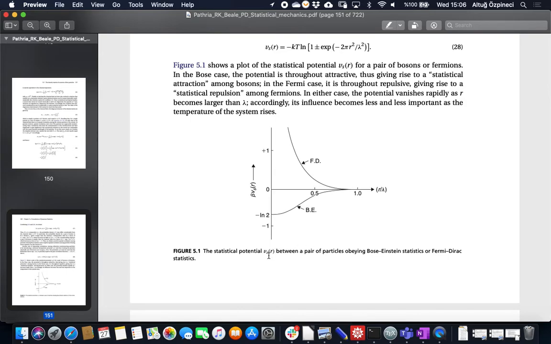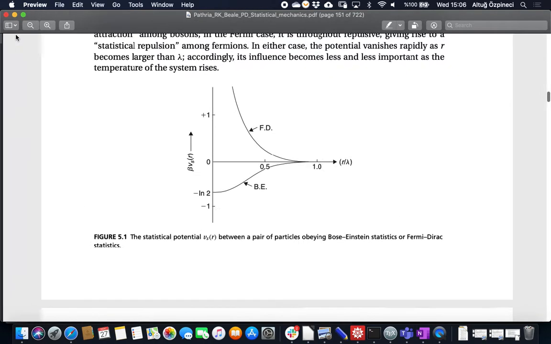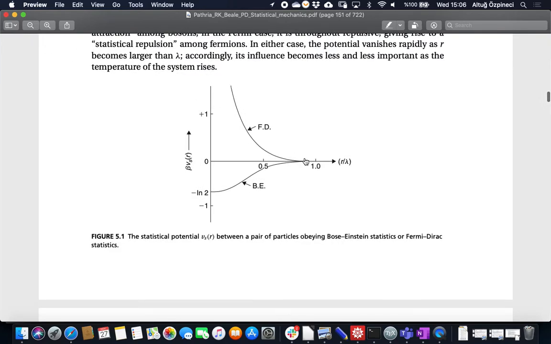This is the statistical potential for fermions and bosons. You see, for fermions at small distances, the effective potential just repels them. And for bosons, it's attractive. And in both cases, when the distance is comparable to lambda or larger than lambda, these forces become negligible.